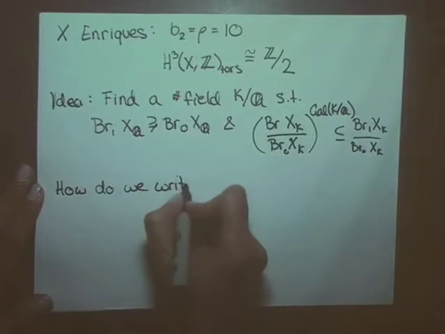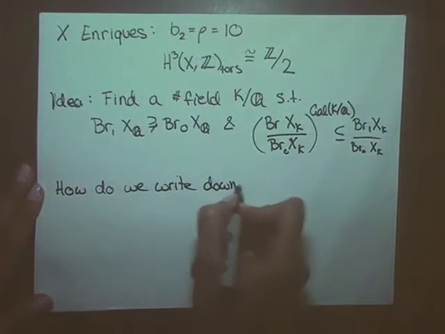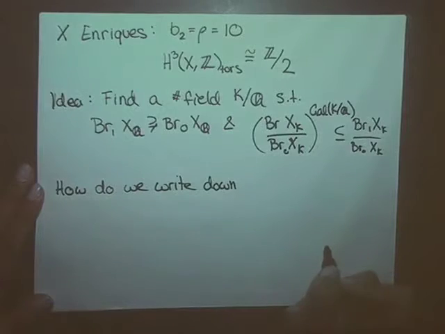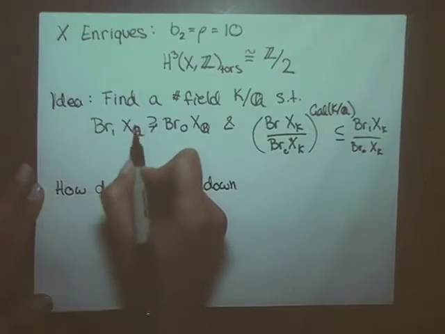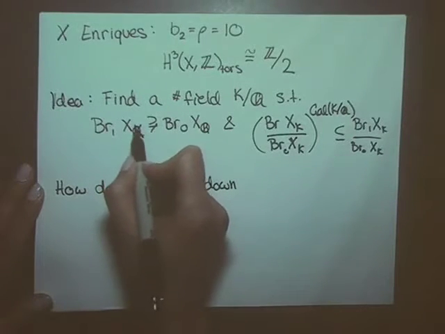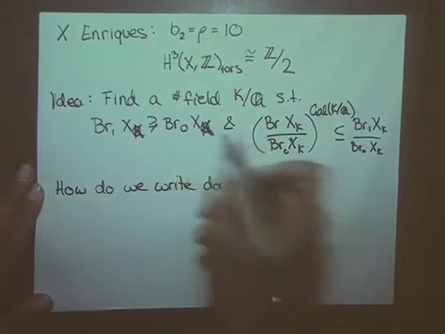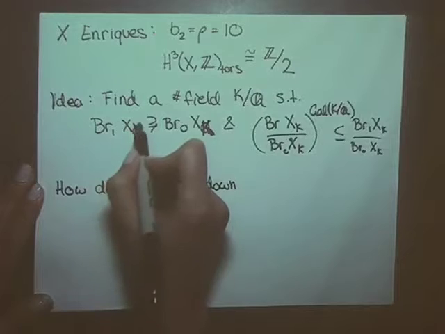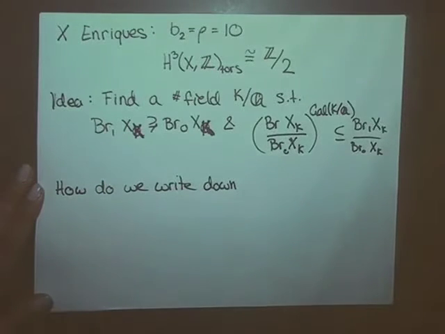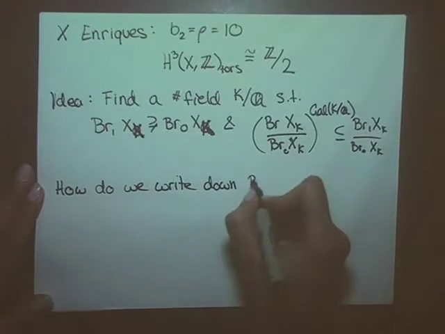how do we write down Brauer classes? Question? Oh, yes, thank you. Brauer K. I don't know if that helps. I probably should have just crossed it out. How do we write down Brauer classes?